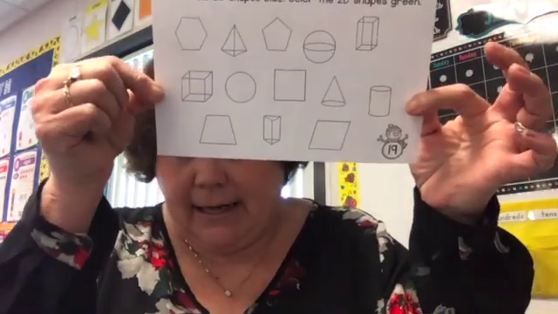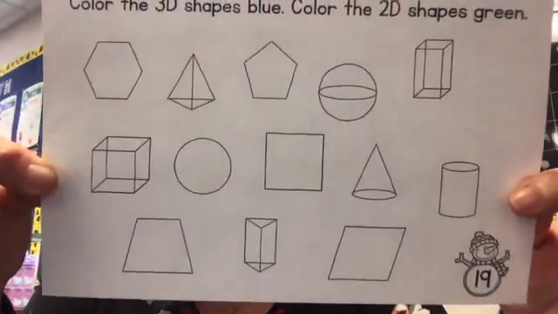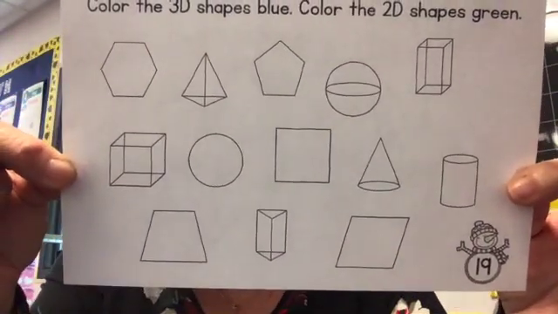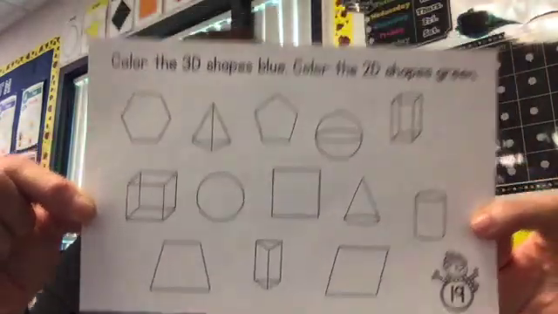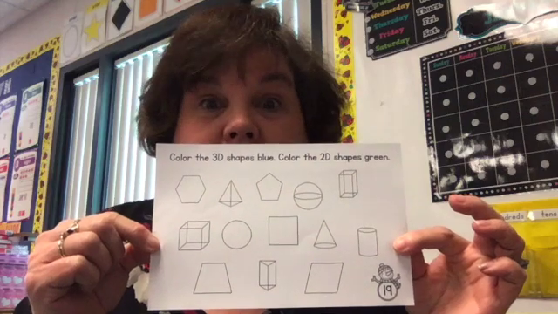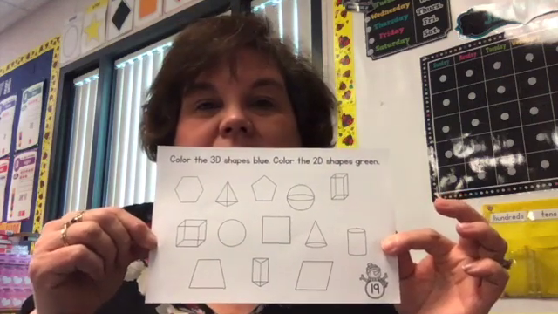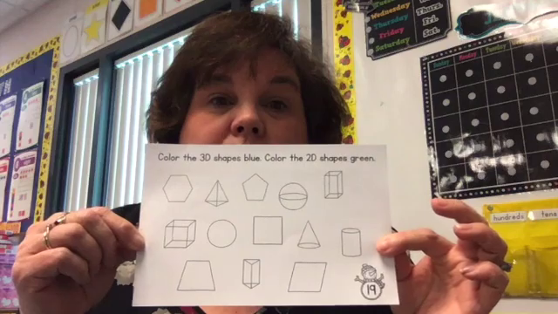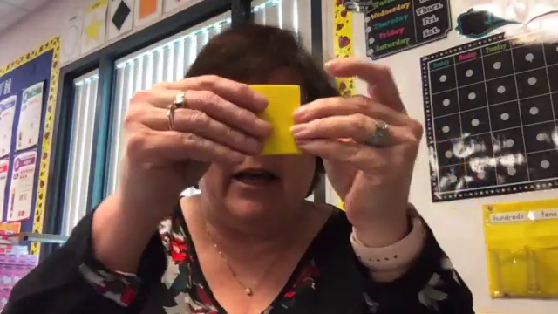All right, boys and girls, today we're going to be doing page 19 and 20, but we're going to start with page 19, and it has a bunch of different shapes on it. And they have shapes that they call 2D shapes, and other shapes they call 3D shapes. Now, the difference is 2D or two-dimensional shapes are flat. They're flat. They don't hold anything. They just lie on the paper.